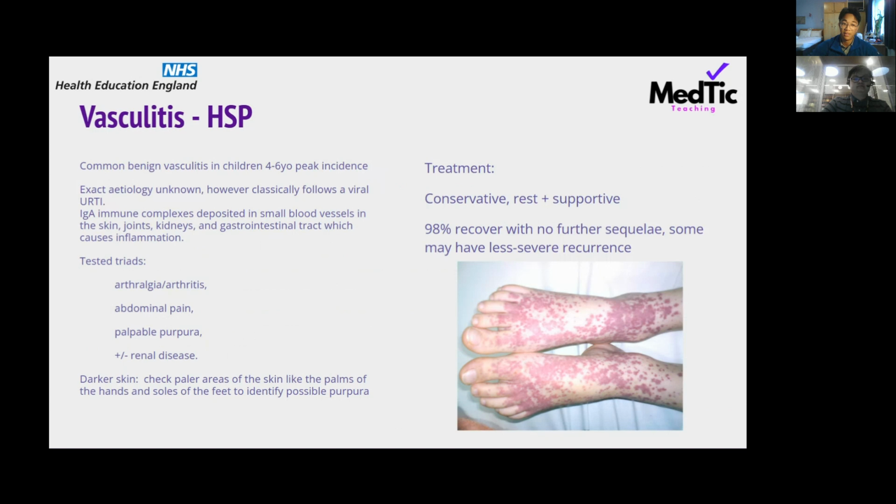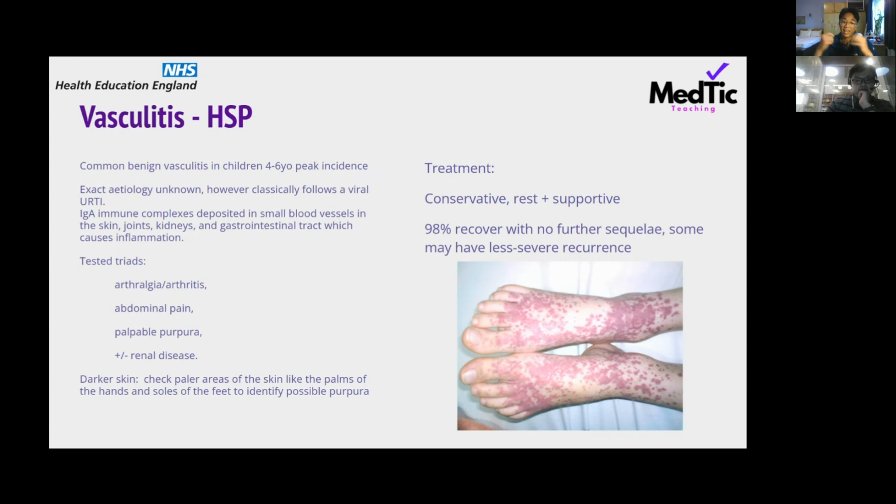It's the most common benign vasculitis presentation in children, with a peak incidence in the 4 to 6-year-old age group. The exact mechanistic cause is largely unknown. However, on exams, classically, it's been tested following a viral URTI. The pathophysiology is immune complex deposition in the small blood vessels, causing a leak of the blood vessels, which causes that purpuric rash that you can see.